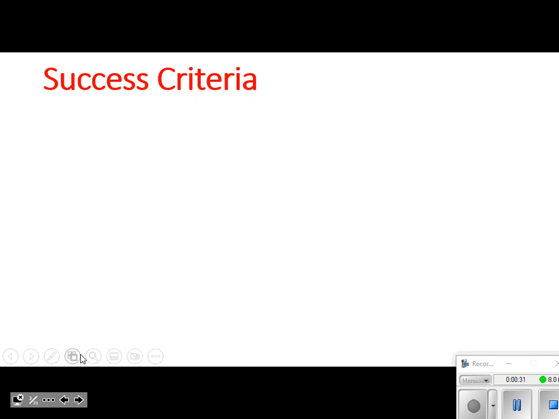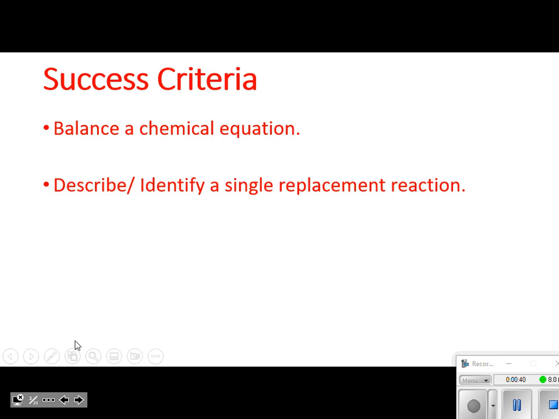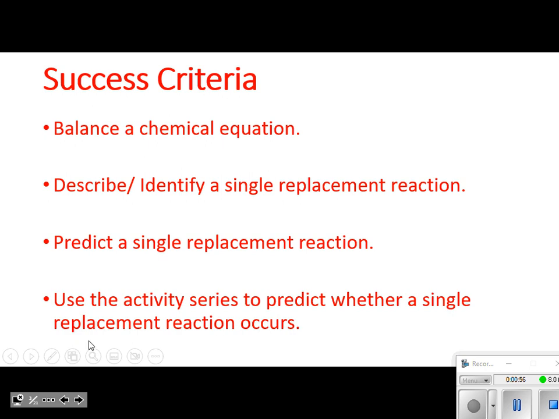So our success criteria is going to be to balance a chemical equation, to describe/identify a single replacement reaction, and to predict a single replacement reaction. So one more, my bad. Use the activity series to predict whether a single replacement reaction occurs. That's why I said you're probably going to want to have out your activity series too.